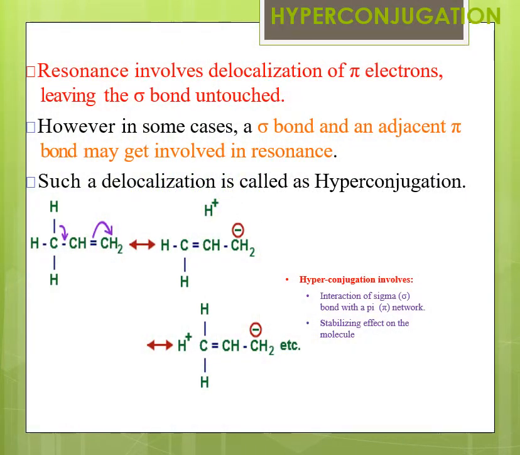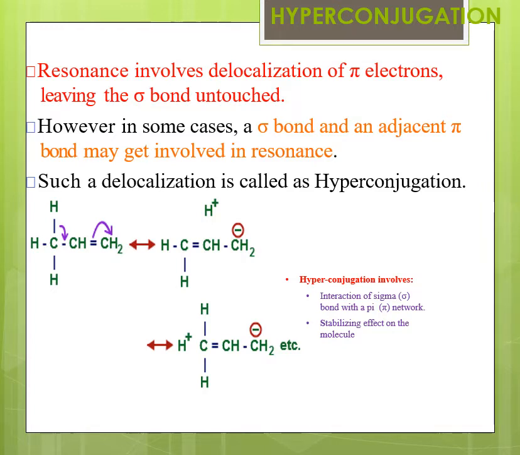Now about hyperconjugation, right? So previously we saw the resonance involves the delocalization of pi electrons. We only changed the position of pi electrons, but the sigma bonds remained the same. Sigma bonds remain untouched. However, in some cases the sigma bond is also delocalized, right? So whenever a single bond and an adjacent pi bond get involved in resonance, such type of delocalization is called hyperconjugation.